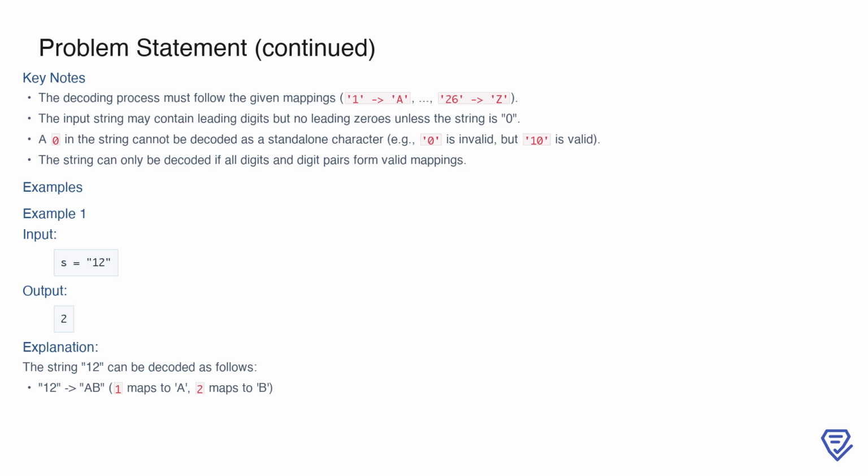If the input string is S equals 12, there are two ways to decode it. The first decoding is interpreting 1 as A and 2 as B, resulting in AB. The second way is to interpret 12 as a single unit, which maps to L.